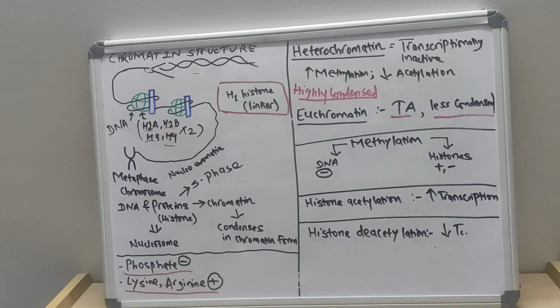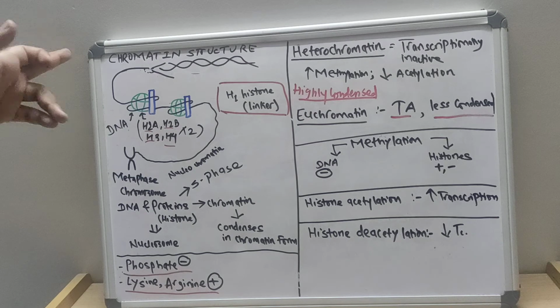With histone deacetylation, the DNA becomes less loose, so transcription decreases. Methylation means a methyl group is added to cytosine, and acetylation means addition of an acetyl group to lysine.